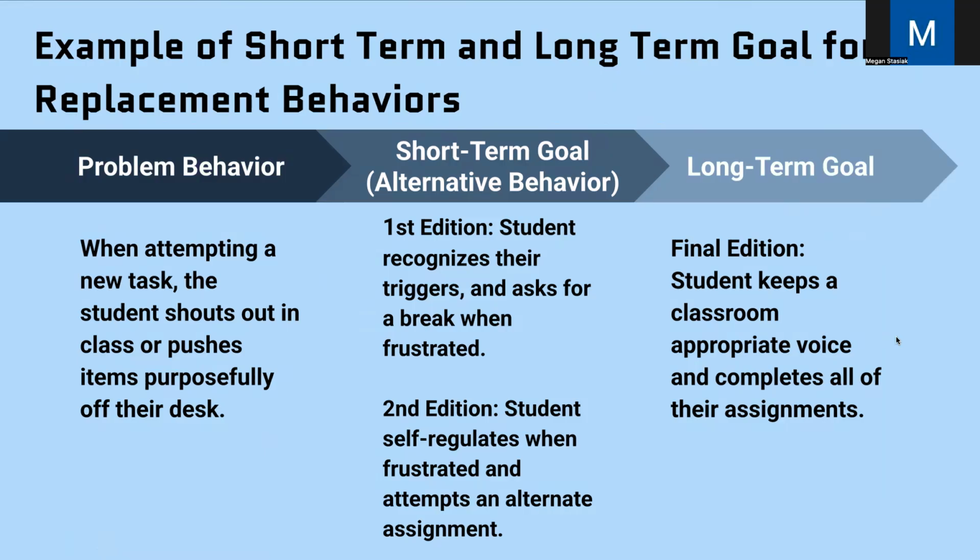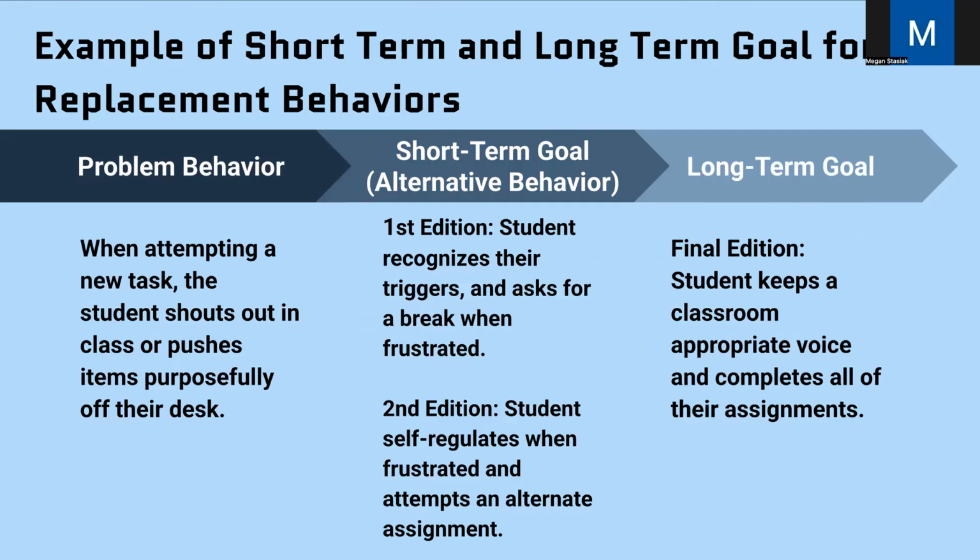So, as I have talked about a couple of times, and we'll get into deeper now, sometimes we have to do a short-term and a long-term goal in developing those replacement behaviors. So maybe my problem behavior is when attempting a new task, the student shouts out in class or pushes items purposefully off their desk. I would love if we could just get this student to speak in an appropriate voice and also complete all of their assignments, but that's a very lofty goal. And if we're not doing any of those things right now, we probably have a couple of prerequisite skills we need to teach before we get to there.